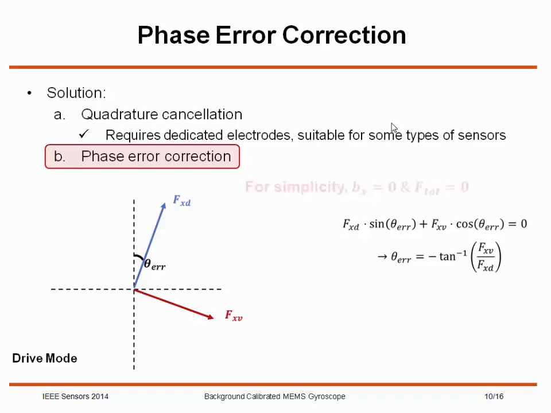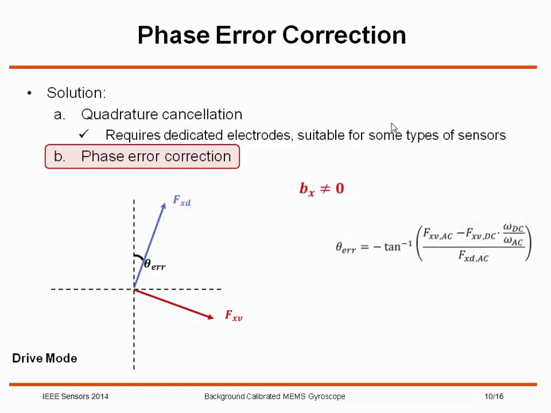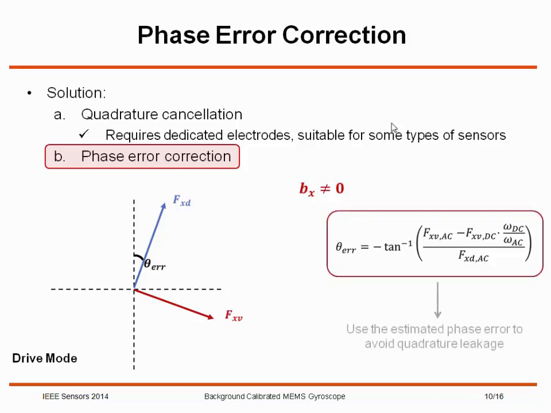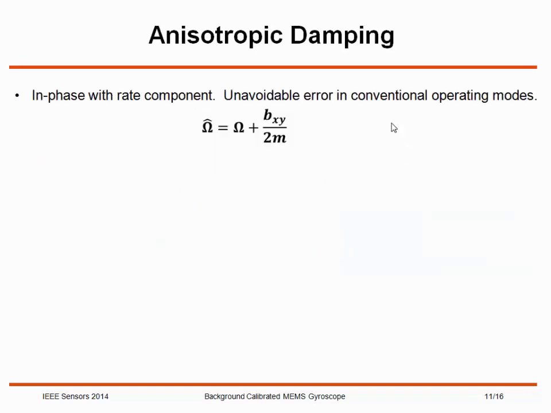So even if the damping is not 0, you have a little bit more complicated expression, but still all the terms here are also observable, like the frequency. You can observe the frequency. So now, since we know our phase error, we can now compensate the quadrature leakage. Okay, now we eliminate the quadrature problem, but we still have this anisotropic damping.